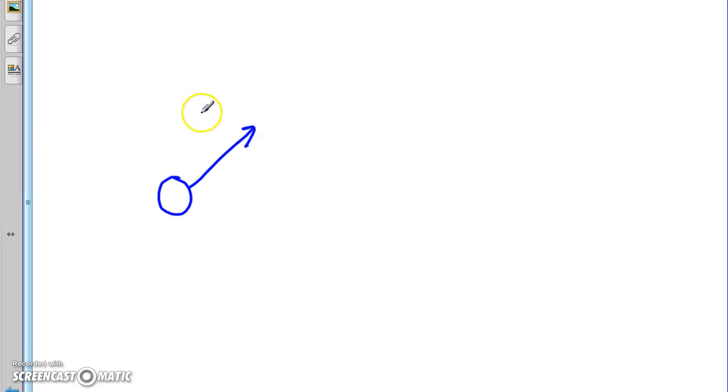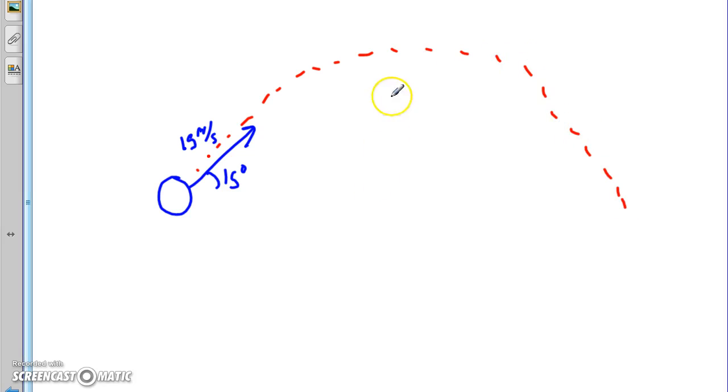A baseball gets hit, and it's going to go 15 meters per second, and the angle is going to be 15 degrees. We know this ball is going to follow a trajectory. It looks kind of like this. We want to know the specifics though. When is it going to get to the maximum height? What will the maximum height be? And we want to know the range. Where will the baseball land?